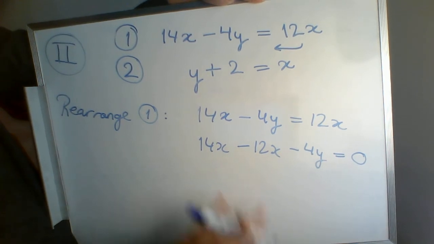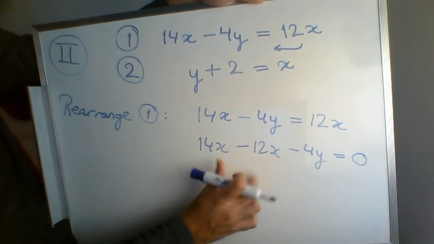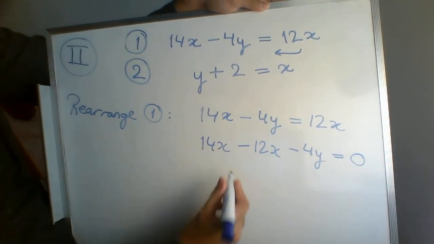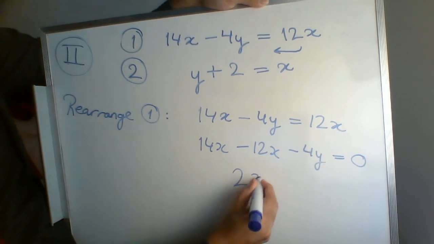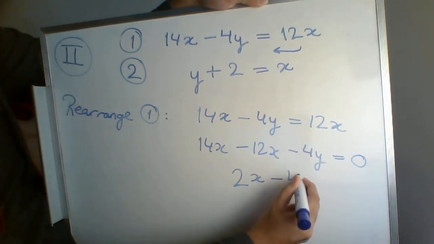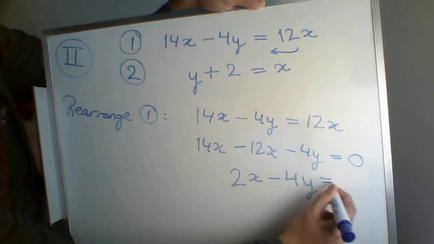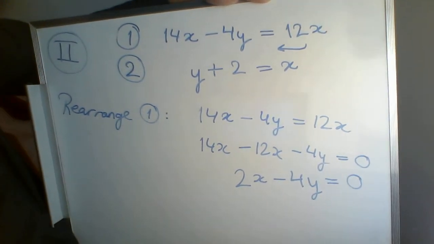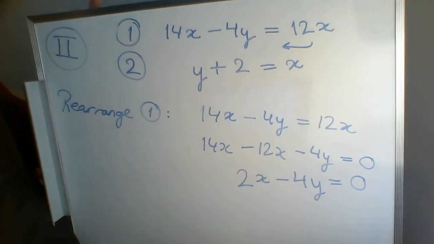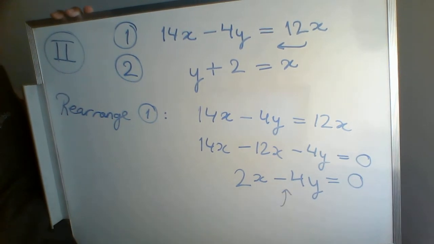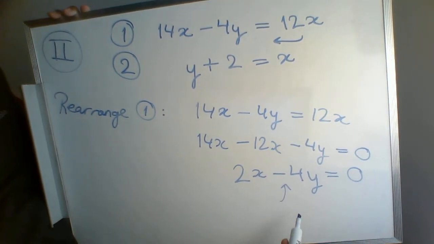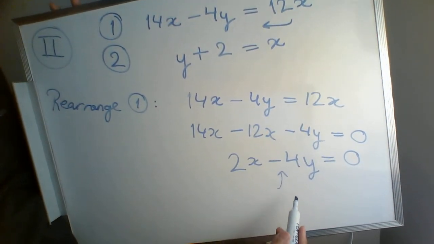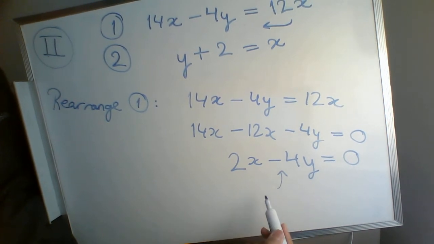Now I can go ahead and do this subtraction right now. 14x's minus 12x's is going to leave me with 2x's minus 4y is equal to 0, right? But I don't want to have a negative sign if I can avoid it, and maybe it's not the most beneficial thing for me to have the x's and y's both on the same side.